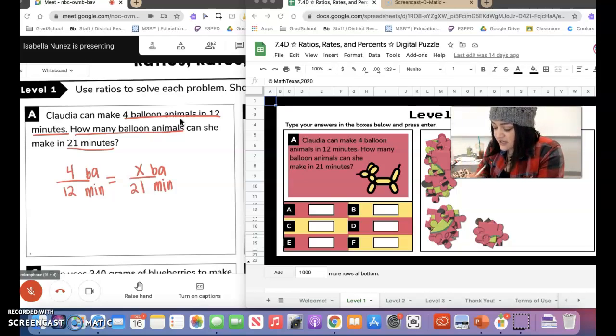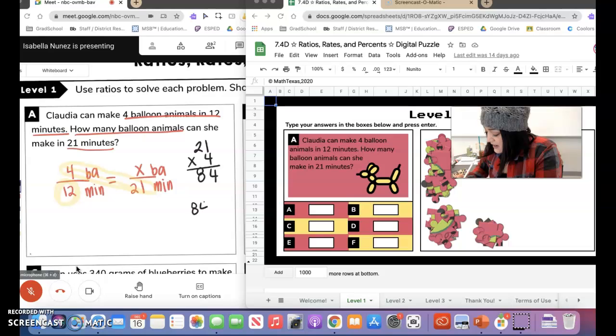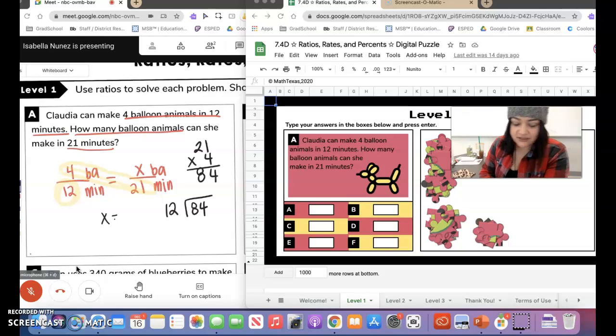So if you don't see the relationship, what you're going to do is go ahead and multiply the numbers that are across from each other and divide by the number that's left over, okay? So we have 21 times 4 gives us 84, and we're going to divide that number by 12. So x equals 12 goes into 84. Let's see, 12 times 5, 12 times 6, 12 times 7. 7 times. So our answer is x equals 7.